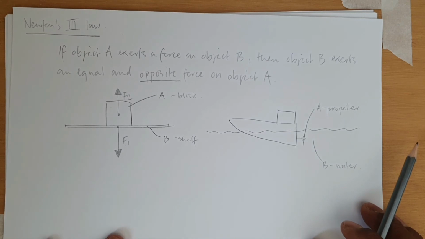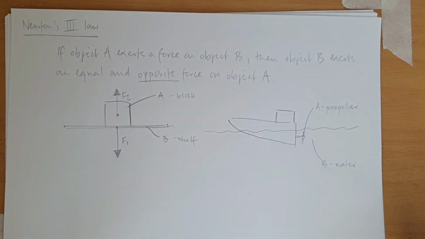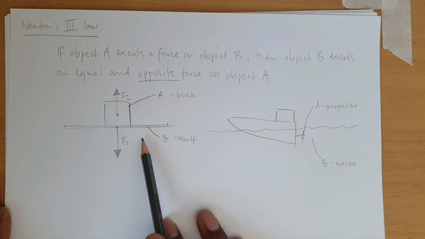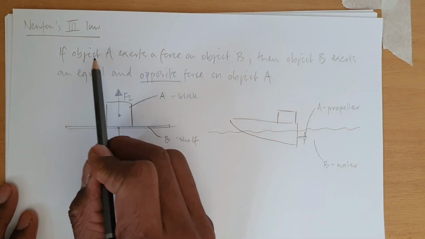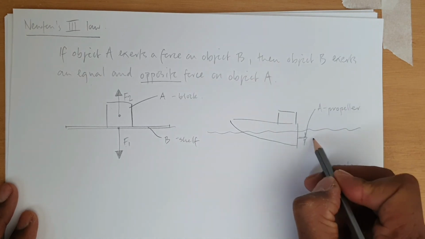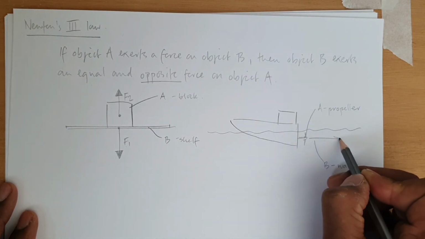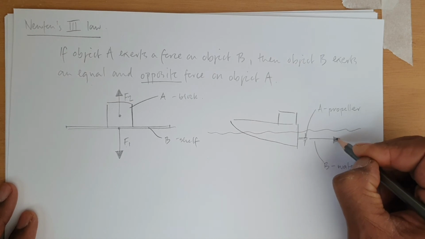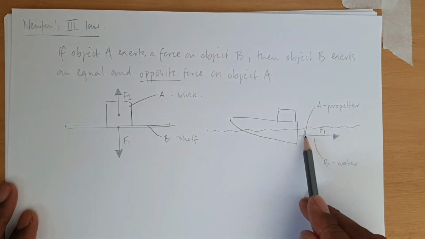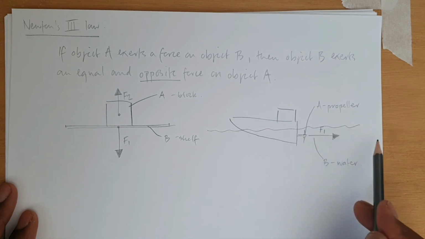Okay, so now we've got to identify our two forces. We do the same thing that we did last time. So first of all, we look for this force. Object A exerts a force on object B. Object A is the propeller, and what it does is it pushes the water backwards. So I'll draw that in. I'm going to call this one F1. So the propeller pushes the water backwards.